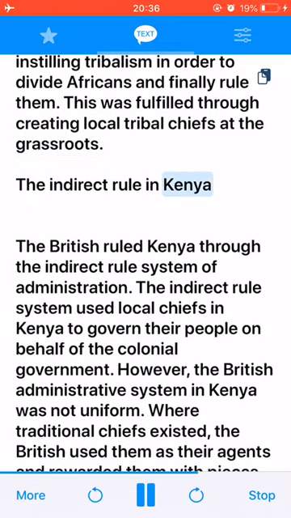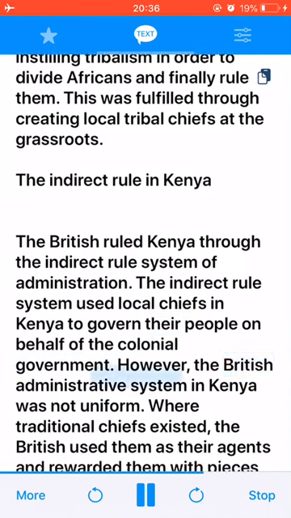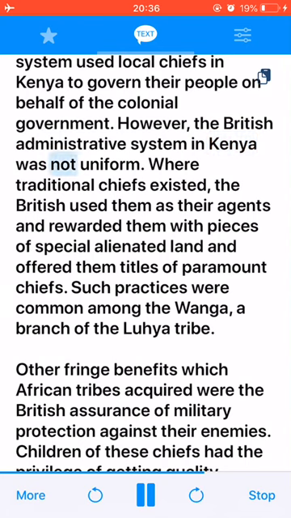The indirect rule in Kenya. The British ruled Kenya through the indirect rule system of administration. The system used local chiefs in Kenya to govern their people on behalf of the colonial government. However, the British administrative system in Kenya was not uniform. Where traditional chiefs existed, the British used them as their agents and rewarded them with pieces of special alienated land and offered them titles of paramount chiefs. Such practices were common among the Wanga, a branch of the Luhya tribe.